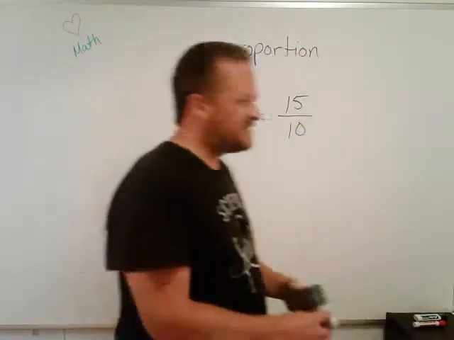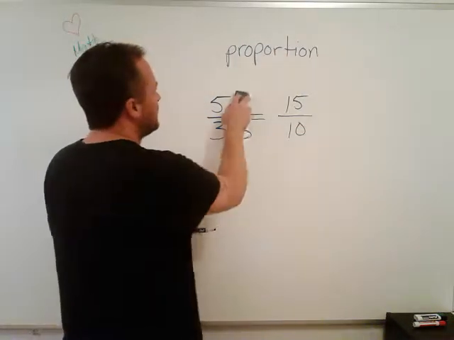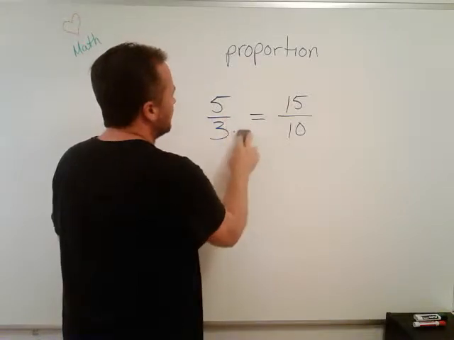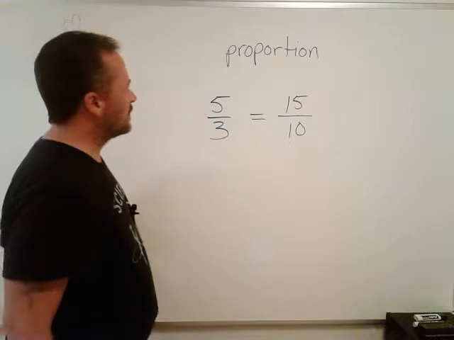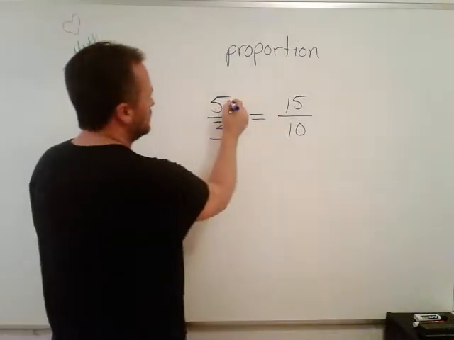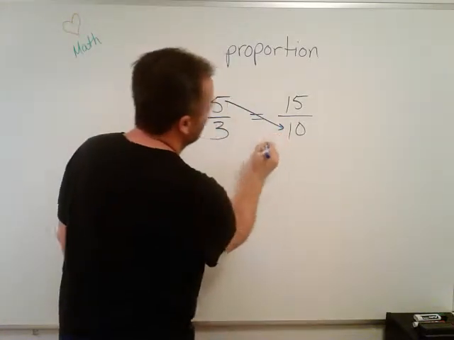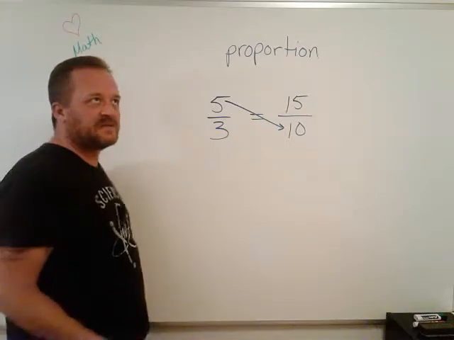So just to be safe, let's try one more test. Let's try the cross multiplication and see how this is working out. Let's go diagonal from 5 to 10. 5 times 10 is 50.